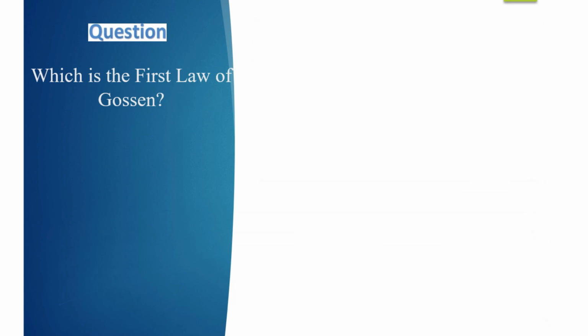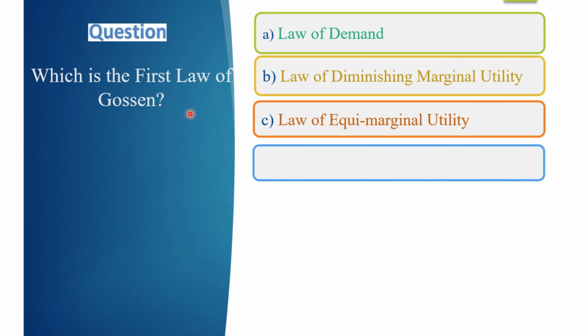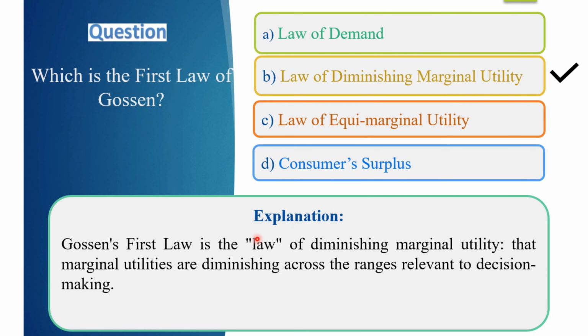Our next question is, which is the first law of Gossen? Option number 1, law of demand. Option number 2, law of diminishing marginal utility. Option number 3, law of equimarginal utility, and option number 4, consumer's surplus. The correct answer for this question is law of diminishing marginal utility. Gossen's first law is the law of diminishing marginal utility, that marginal utilities are diminishing across the ranges relevant to decision making.